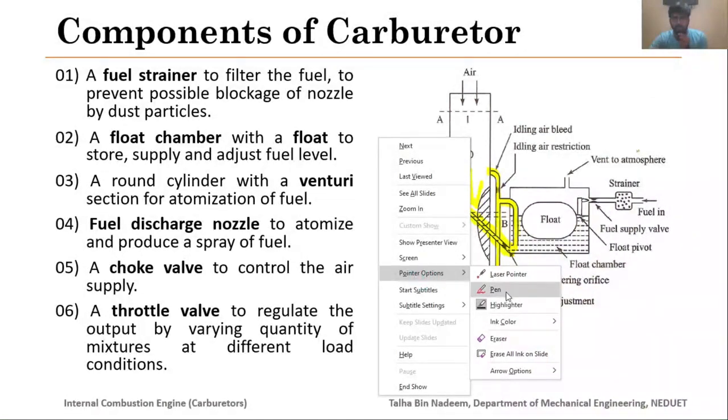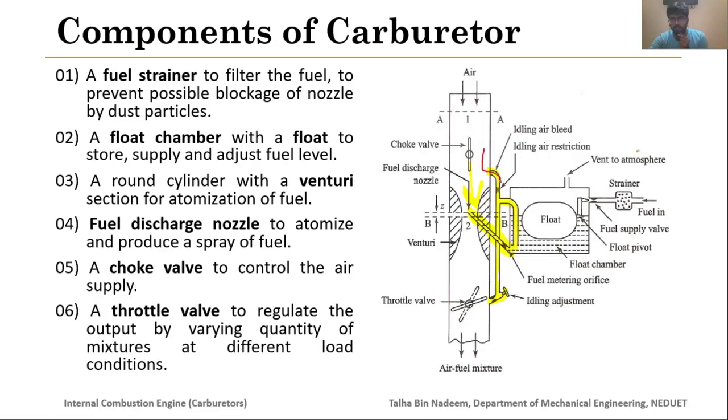Now what will happen here is that some portion of the air will move into these idling air bleeds, and as it passes through the idling air restriction, since the pressure at the throttle valve is quite low, because not that much air is coming from the venturi section, it will allow the fuel to flow from the float chamber through this idling passage, and it will mix with the small amount of air which has come from the idling air bleed, and then it will go towards this throttle valve, where it will mix with the air fuel mixture coming from the main venturi jet.